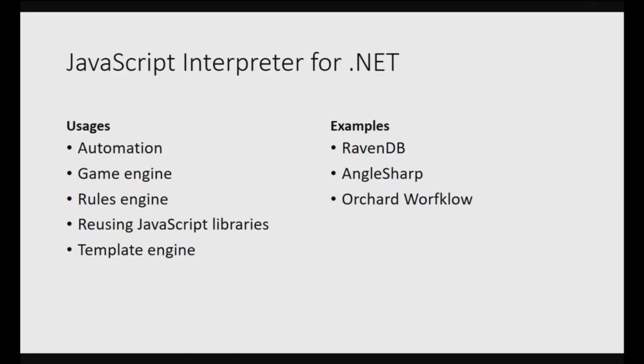For instance, we have some famous users like RavenDB, which is using it for executing stored procs using JavaScript. So when you store a document in RavenDB, you will be able to execute some JavaScript when a document is stored. AngleSharp is using it to execute some JavaScript when it reads the HTML document. And Orchard is also using it to execute some rules engines when some events happen in the CMS. Cool.